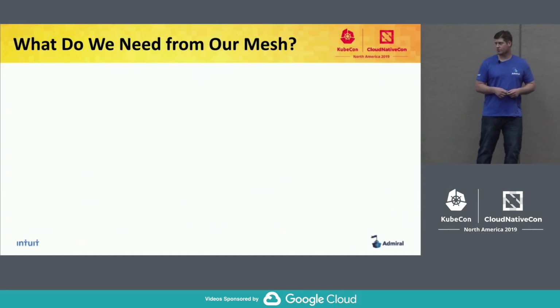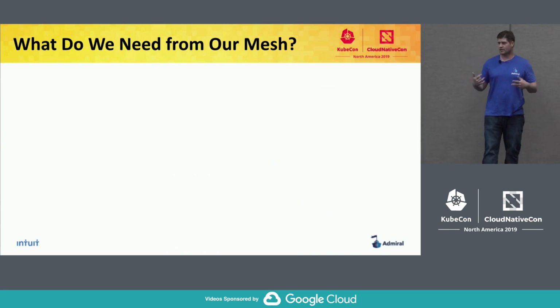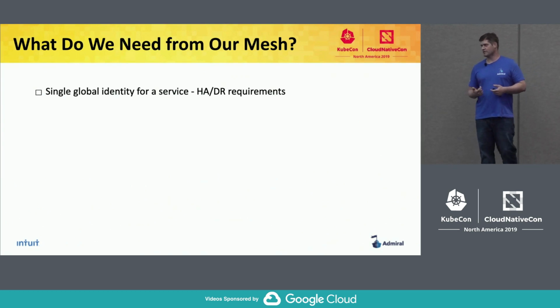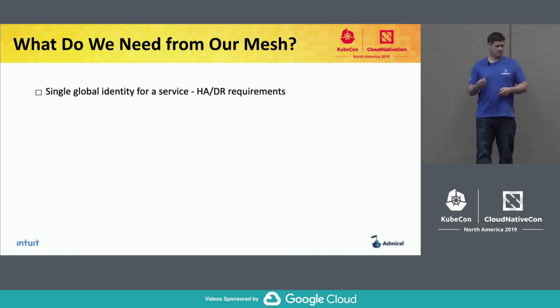So as we look to overlay a mesh onto this more distributed cluster topology, what do we actually need out of the mesh to make this happen? The first thing we need is some sort of identity of what a service means, and we need this to support HADR deployments. Because we have globally unique namespaces across all of these clusters, I need to be able to know that the same binary is being deployed in 2 regions, even though they're in unique namespaces. So we need some mechanism to do that.